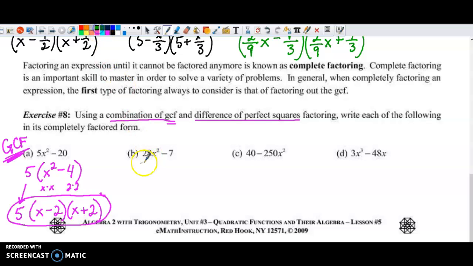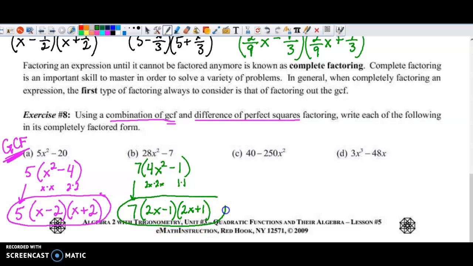So if you look at the next one, greatest common factor out is 7. And don't forget that 2x times 2x, but also 1 times 1. That is a difference of squares. The 7 is still part of your answer, but then you have to write out 2x minus 1, 2x plus 1. I'm running out of time, so I'm going to hurry through these last couple.